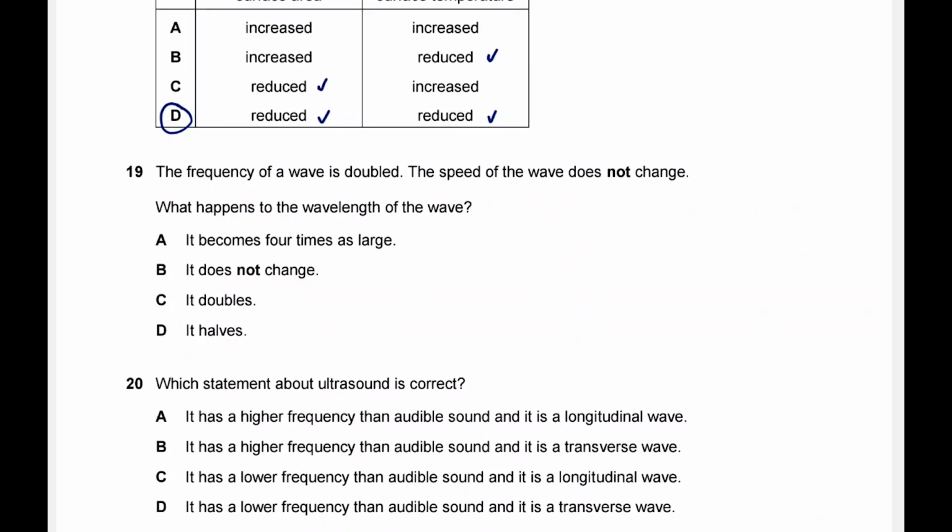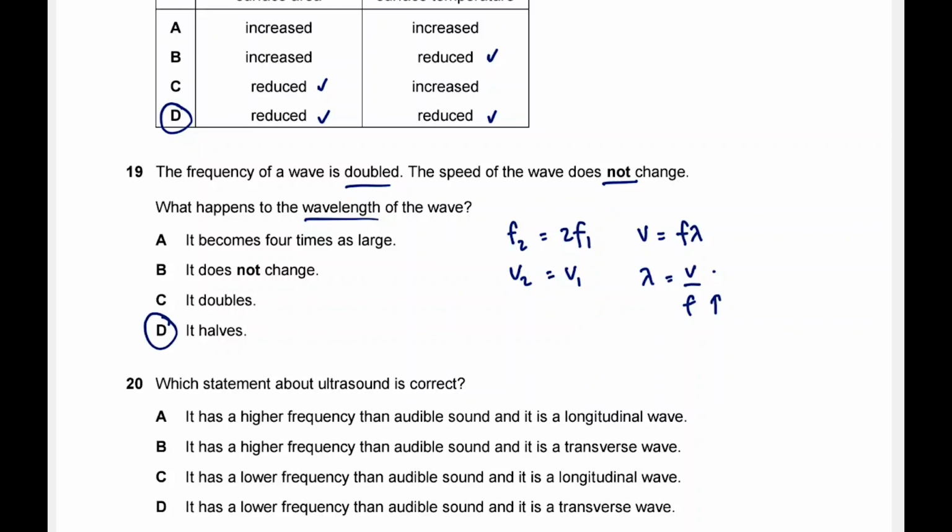Number 19. The frequency of a wave is double. Okay, so F2 is twice the initial one. The speed of the wave does not change. So V2 is still the same as V1. What happens to the wavelength of the wave? V equals F lambda. Therefore, lambda equals V over F. Since the speed stays the same, but the frequency doubles, therefore the wavelength will be half.